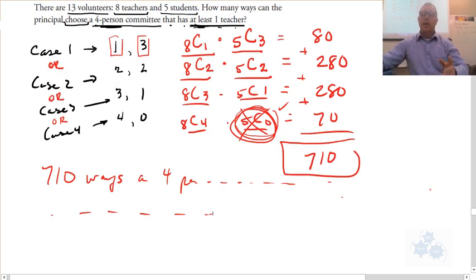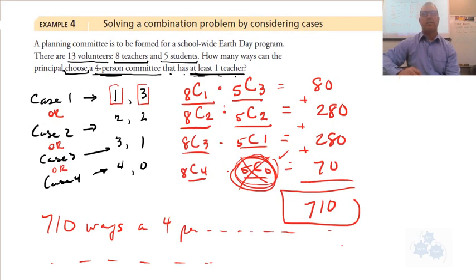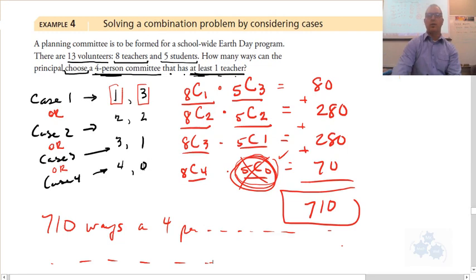All right. Any questions about this example or the solution? You guys pretty confident that you can do this stuff now? Combination questions? All right. You have the rest of the class here to work on your assignment, and I'll give you that in a second.